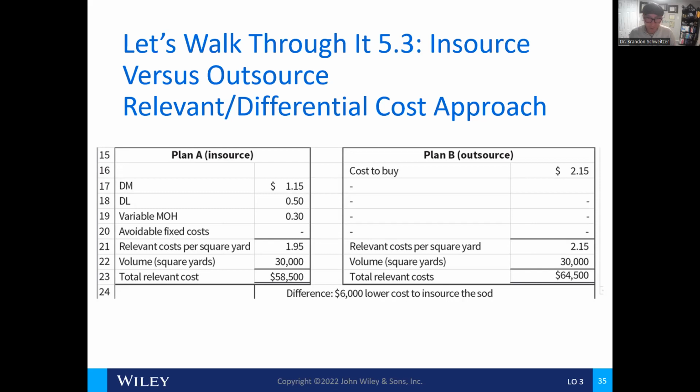Direct materials, $1.15, direct labor, 50 cents, variable factory overhead, 30 cents. Avoidable costs, unknown. Relevant cost per square yard, $1.95. The volume is 30,000 square feet.